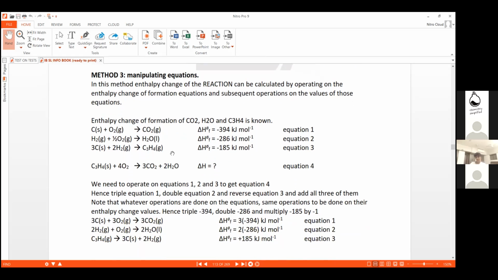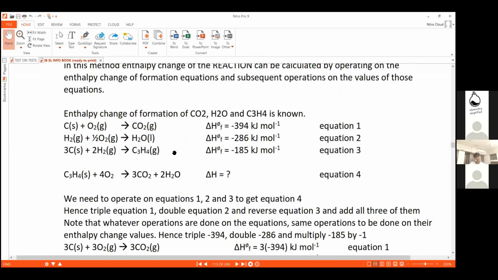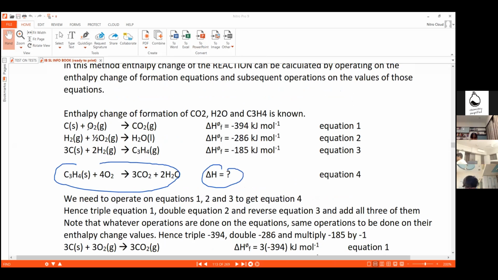Okay, the last method, the third method, was manipulating the equations to get the enthalpy change. How do you work this? Again, this is the equation whose enthalpy change you want to find out, and these are the three equations given in the question, and their enthalpy change values are also provided. This manipulation method often comes in the MCQs, so you have to be very quick in calculations and arriving at the answer. So how do you manipulate and how do you decide the enthalpy change?